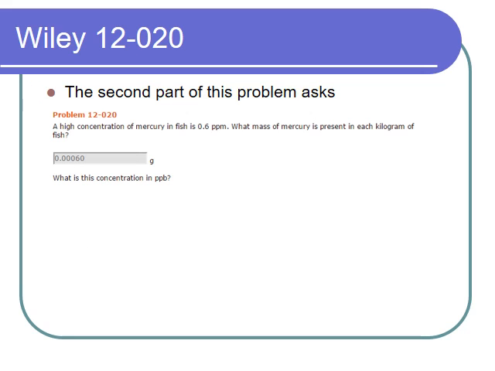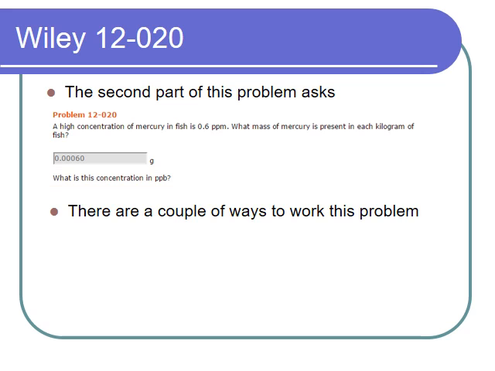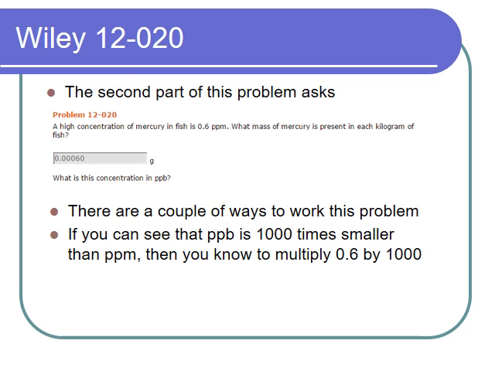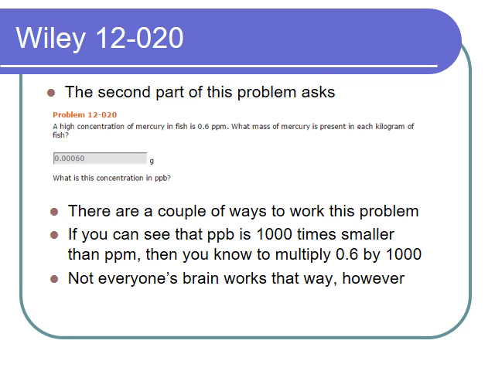The second part of the problem asks what this concentration is in parts per billion, referring to the 0.6 parts per million. There are a couple of ways to work this problem. If you can visualize that a part per billion is 1,000 times smaller than a part per million, you'll know to multiply 0.6 by 1,000. There's a lot more of the small things in the bigger thing. However, if your brain doesn't work that way, that's all right. You can set this up and work it mathematically.